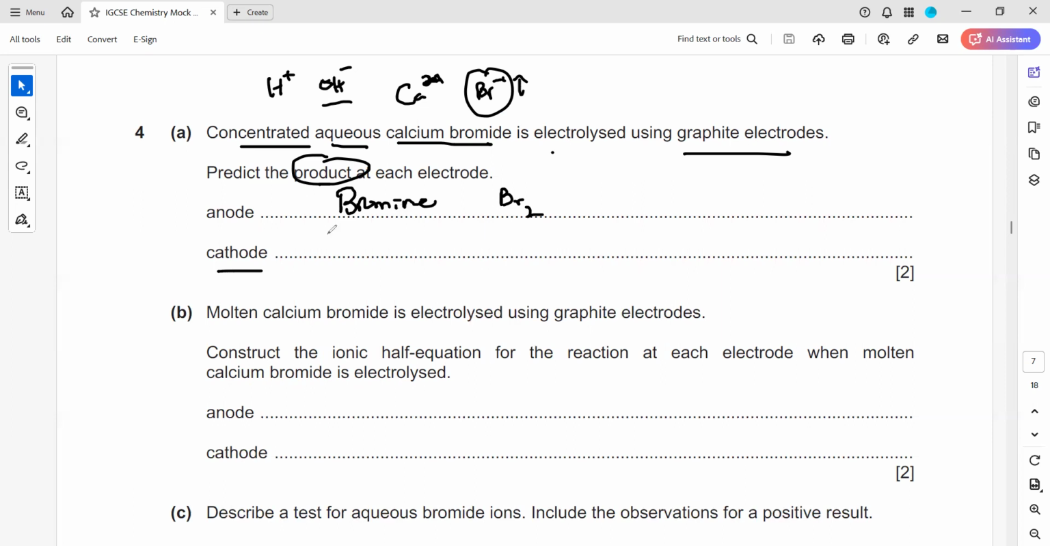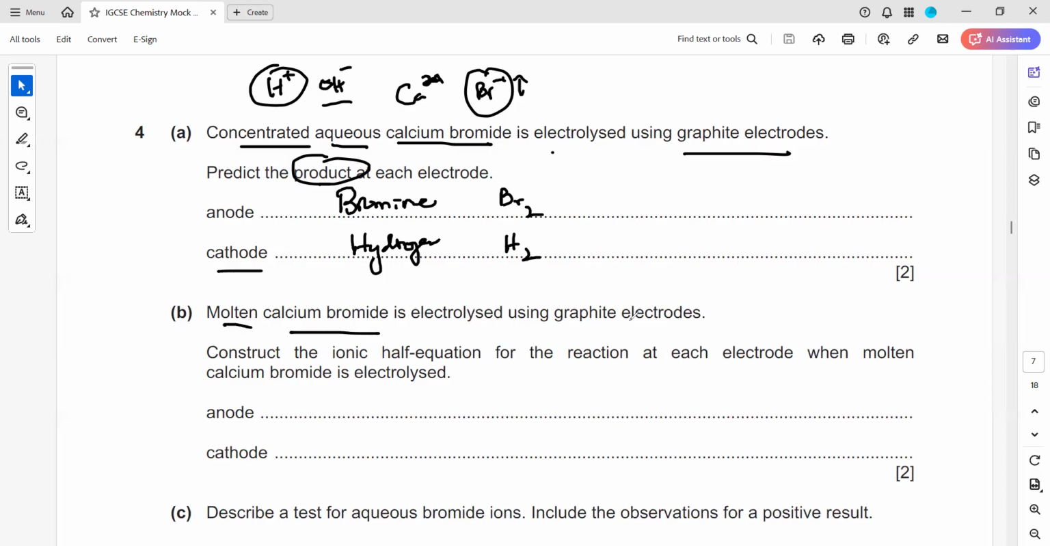At the cathode, because hydrogen is less reactive, it will move there. So what will the product at the cathode be? Hydrogen. Simple. But if you write hydrogen, you should write H2, not H. That's why I'm saying if you're writing a symbol, be sure what the symbol of that element is.